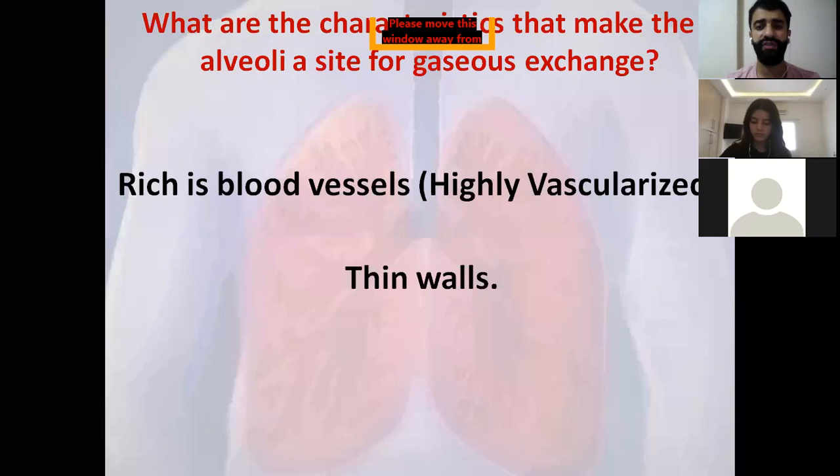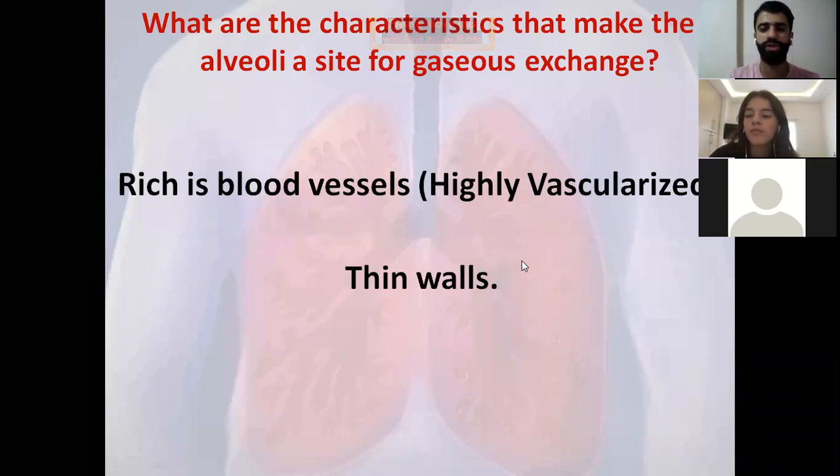Okay, so this is the difference between the characteristics, sorry, of the alveoli. So you have to study both of them. You have to study the characteristics that make the alveoli a good site, a good place for the gaseous exchange of oxygen and carbon dioxide. First one, it's rich in blood vessels, contains a high number of blood vessels. We call it highly vascularized. And it has a thin wall. These two properties are very important to know about the gaseous exchange. So rich in blood and have a thin wall.